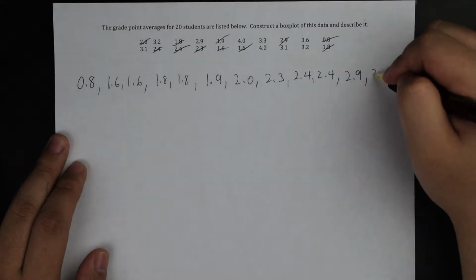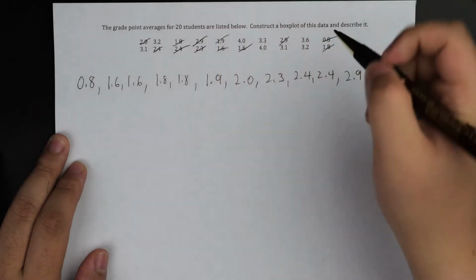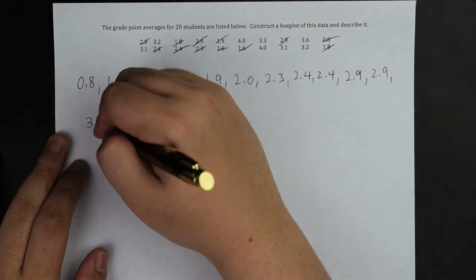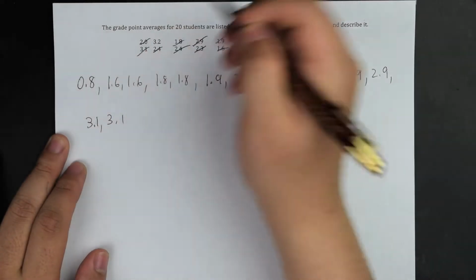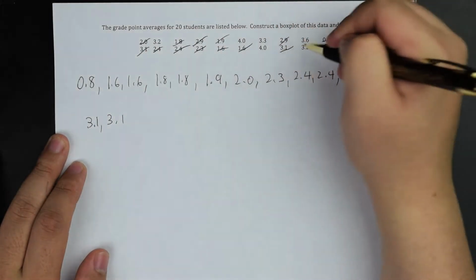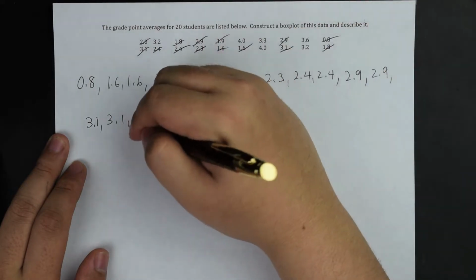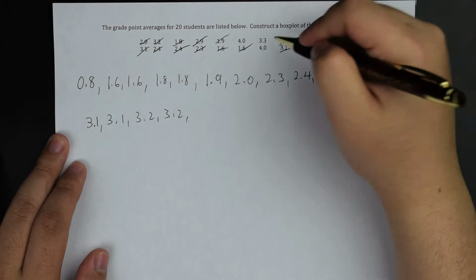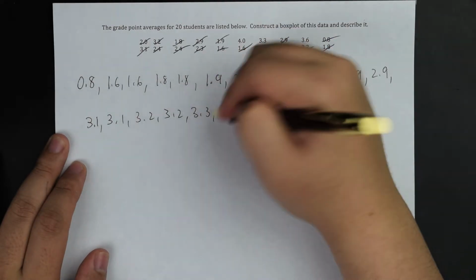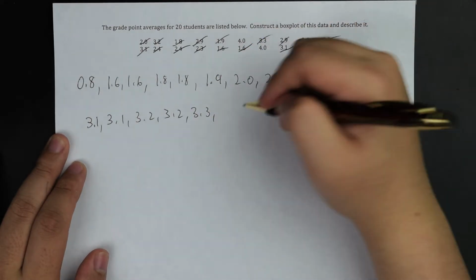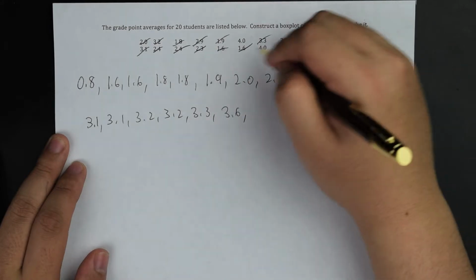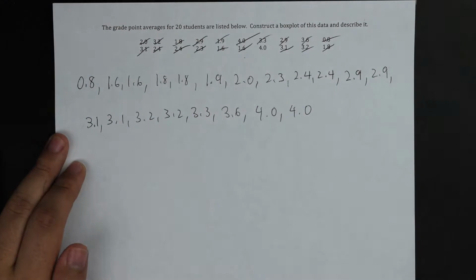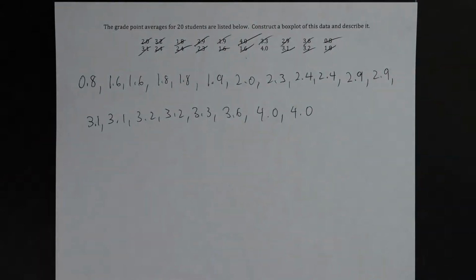So 2.9. Oh, I see another 2.9. Just trying to make sure not to make any mistakes along the way. So 3.1, 3.1. I see two 3.1s. 3.2s, I see two of them. 3.2, 3.2. Okay, 3.3 I see. Looks like I didn't mess up yet. 3.6. And then 4.0, 4.0. Perfect. So these are the grade point averages of students, and I now have listed them from lowest to highest possible value.